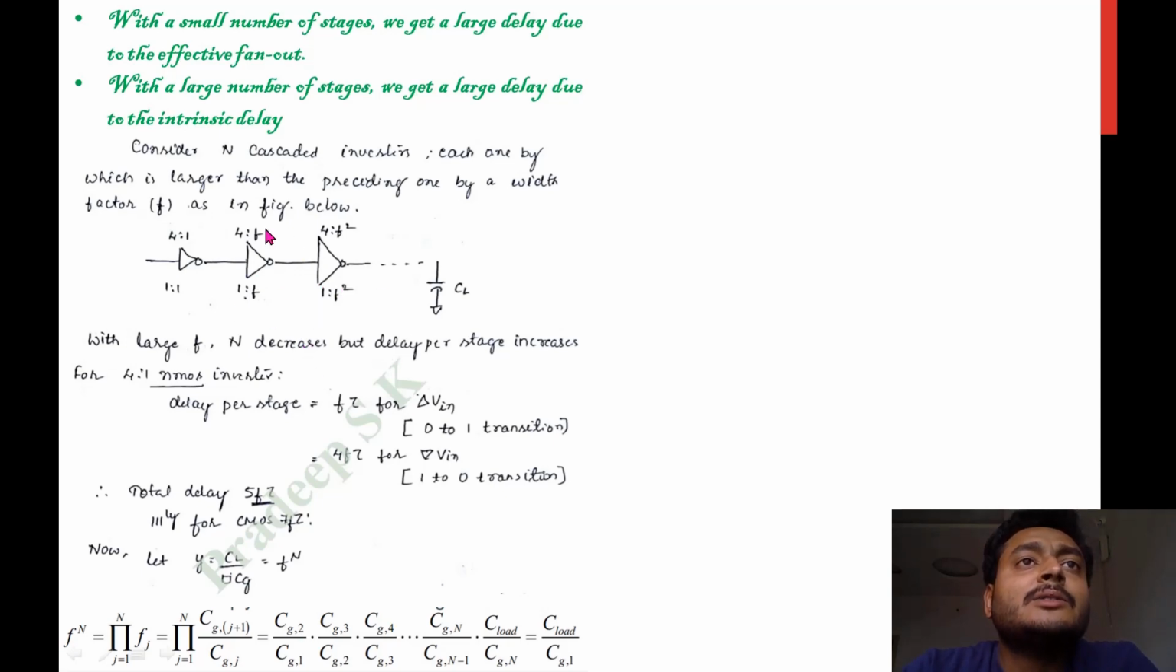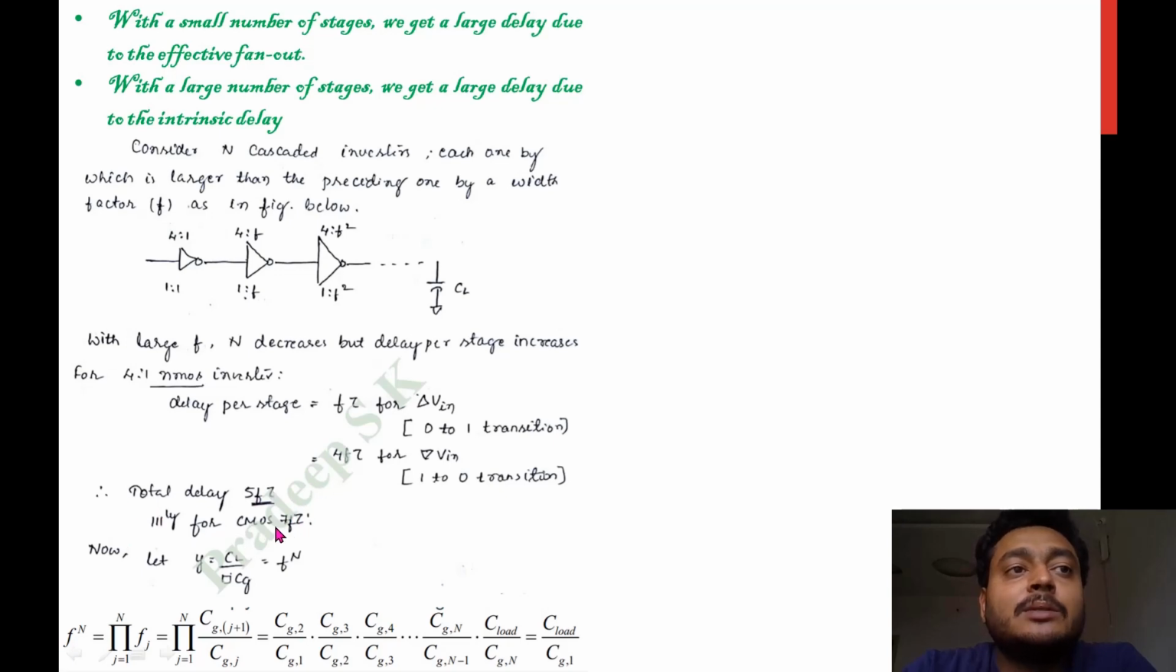The delay per stage will be defined by F into tau for the 0 to 1 transition. That means when your pull down transistor is on, you have F tau. Whenever the pull up transistor is on, you have the 1 to 0 transition. If your input is 1, you have F tau, and if the input is 0, we have 4F tau delay. So in total you have F tau plus 4F tau, which gives 5F tau delay.